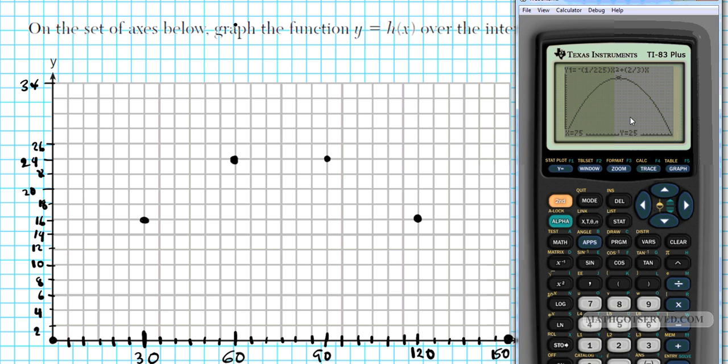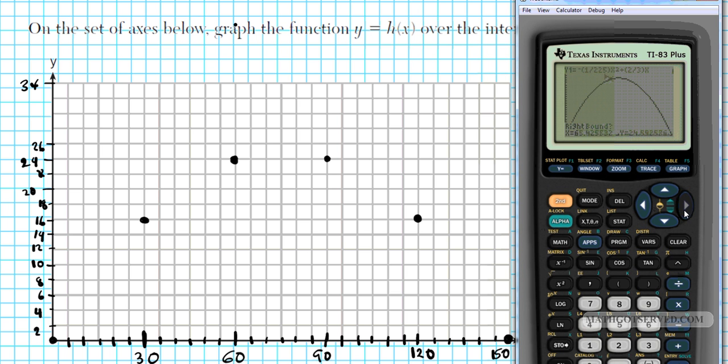And then when we hit trace, it looks like it started at the maximum point. But to be sure that that is in fact the maximum, we're going to do a calculation here. We're going to do second function, calculate, maximum, enter. It asks for left bound, a point to the left of the maximum. So you scroll your cursor to the left, press enter.